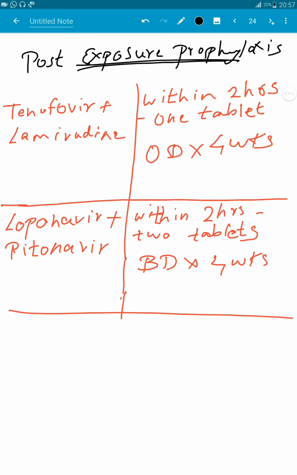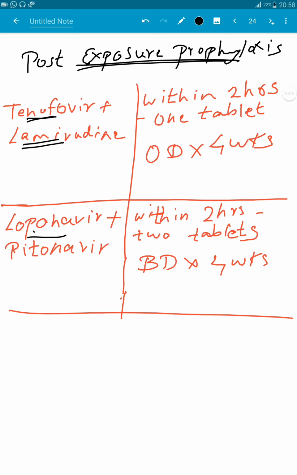Next, post-exposure prophylaxis. There are two regimens. They are the tenofovir and lamivudine combination, which should be taken within 2 hours. One tablet should be taken within 2 hours and once daily up to 4 weeks. If you are working in a casualty or you got a needle prick, you should wash your hands. And if a patient is HIV positive, you should start the drug within 2 hours. Take one tablet, tenofovir and lamivudine, once daily for 4 weeks.